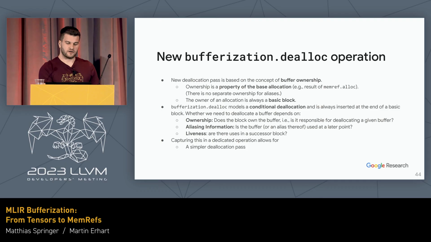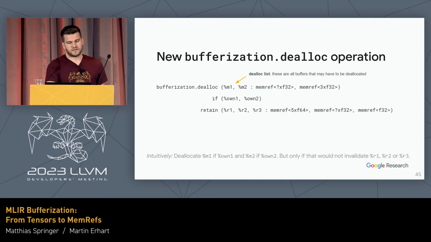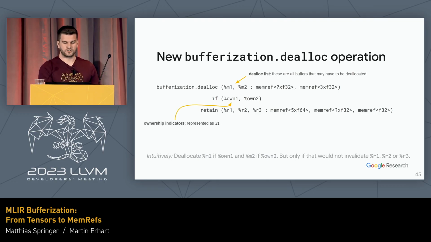And implementing this op allows us to have a simpler deallocation pass, provide the optimizations in a subsequent pass, and have specialized lowerings for more efficient codegen. So this is how the deallocation op looks like. It has a list of memrefs that potentially need to be deallocated and their ownership indicators, which are just I1 values. And obviously they need to be the same number. And it has a list of retained memrefs, which are essentially the aliases that may be used afterwards.